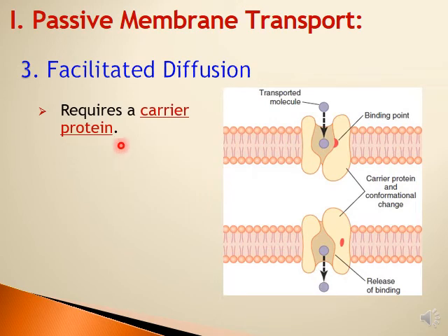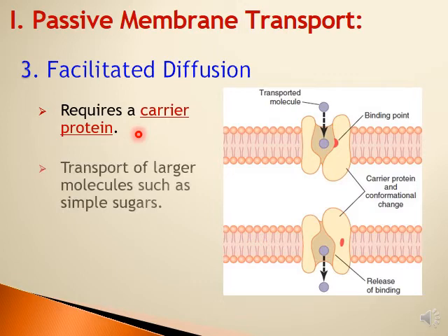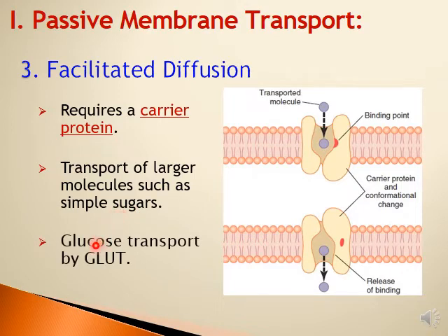So this type of passive membrane transport requires a carrier protein, which is a membrane protein, or transmembrane protein, or an integral membrane protein. It transports larger molecules such as simple sugars, such as glucose. And the best example is the glucose transporters. We call them glucose transporters. This is a big family. We have GLUT1, 2, 3, 4, and you will encounter that on many occasions.